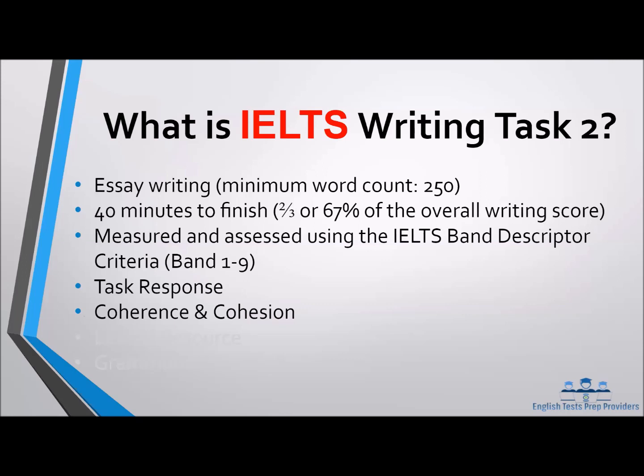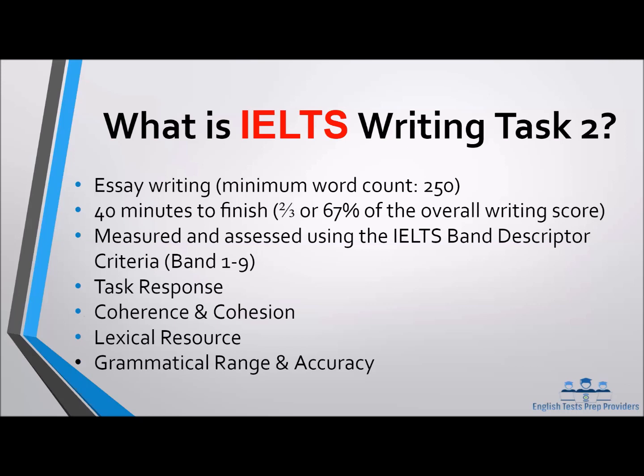Coherence and cohesion measures your skill in how you logically present the ideas of your essay. The third criterion is lexical resource. Lexical resource is kind of a linguistic term, but the layman's term is vocabulary. Basically, lexical resource is about vocabulary. The last criterion is grammatical range and accuracy. You will be graded on grammar, the subject verb agreement, but it's not only about the SVA. You will be graded as well on how you write different sentence structures.